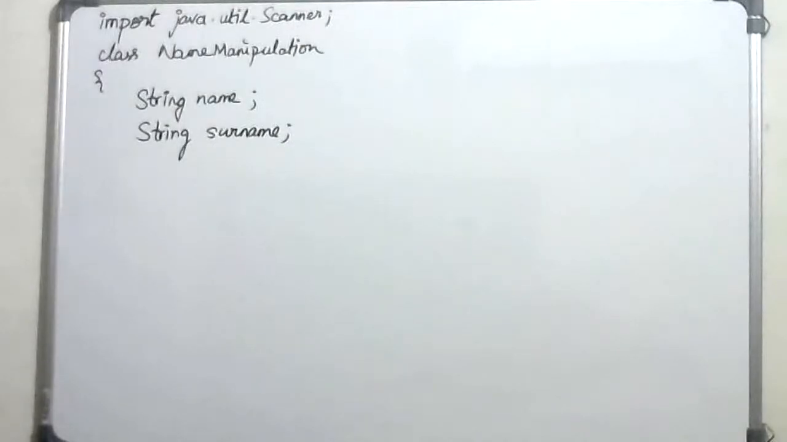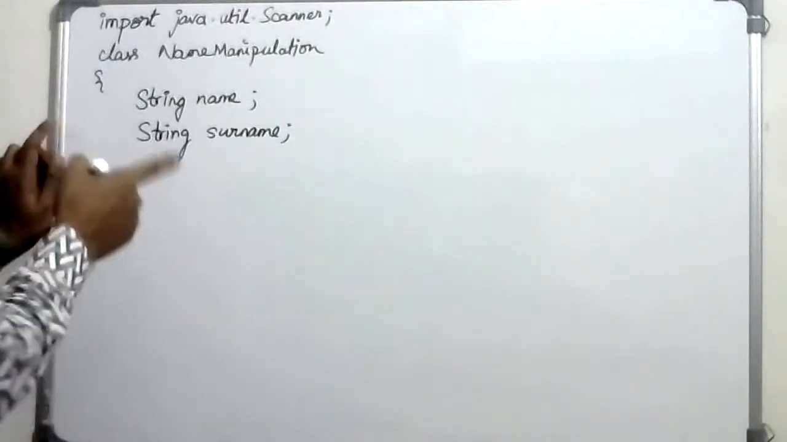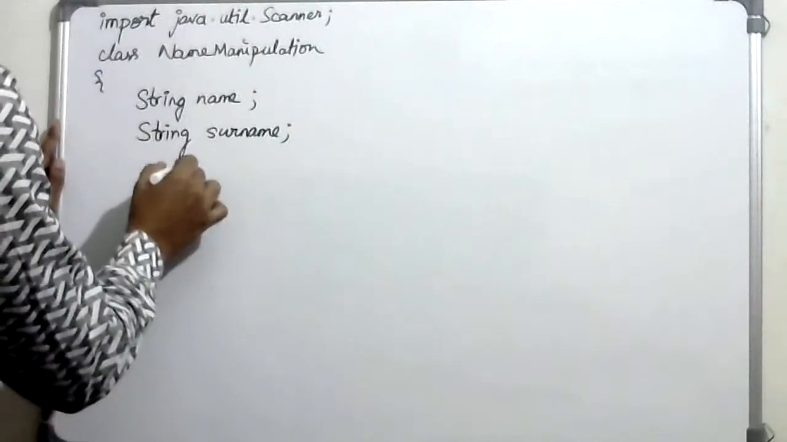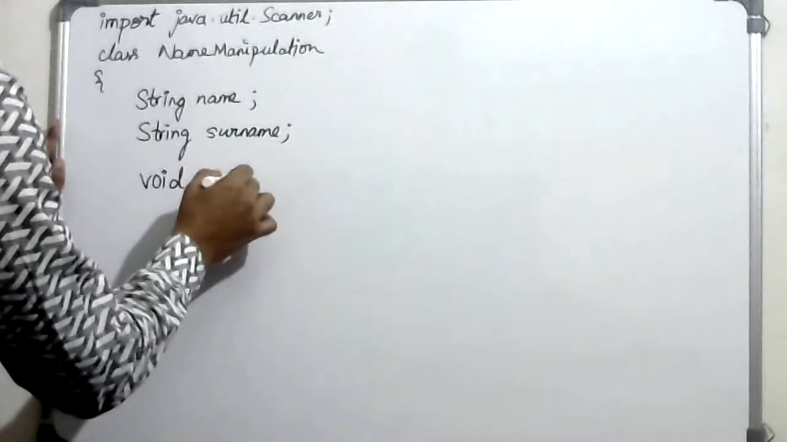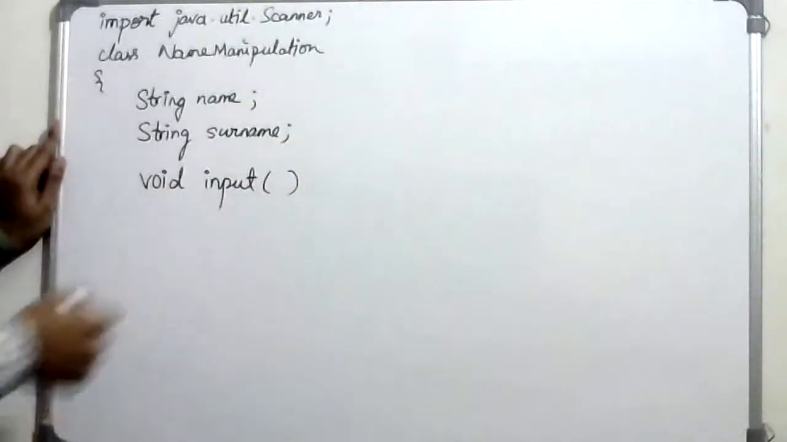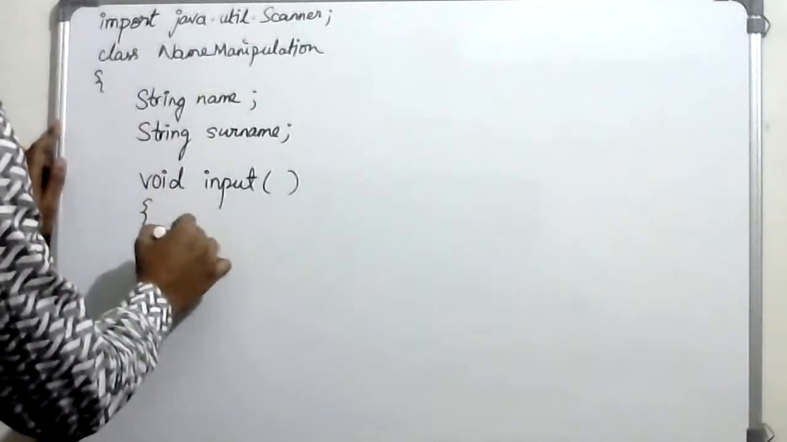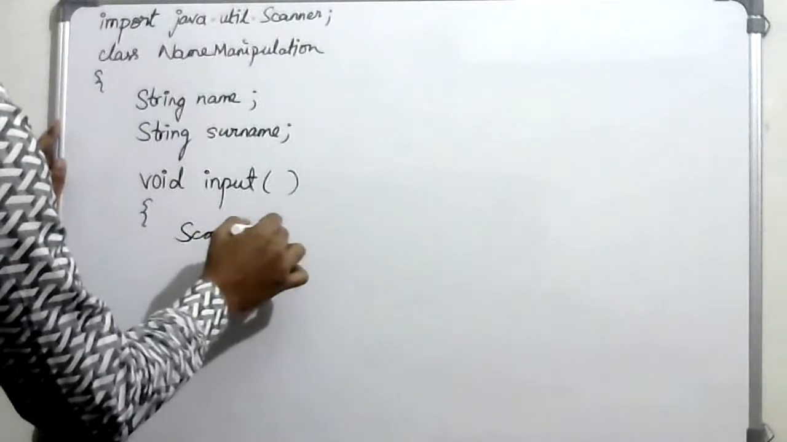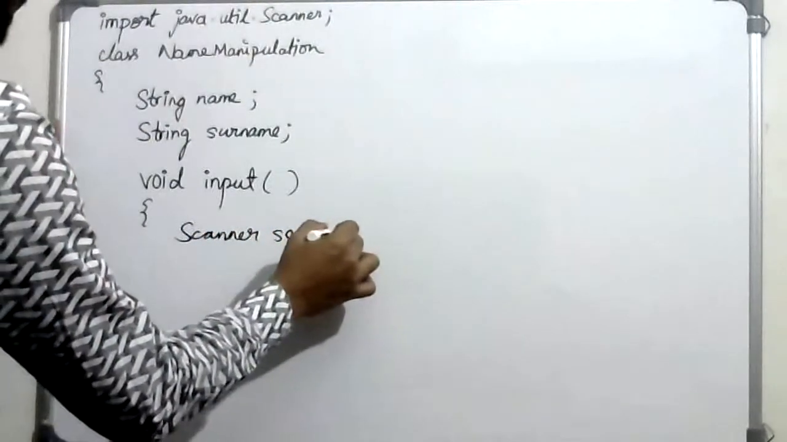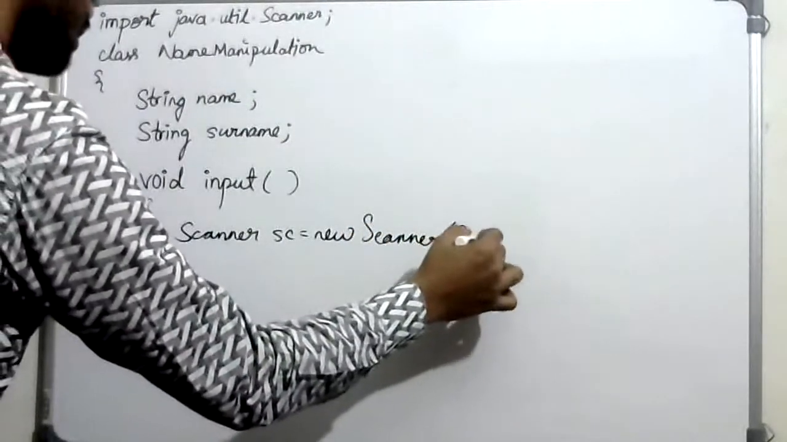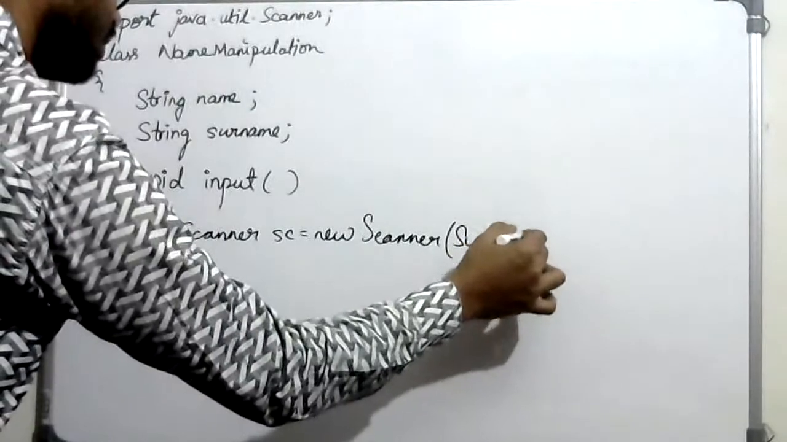Now I'll directly jump to the functions. As usual, I will not be writing a constructor. I will be using the default constructor. So the first function that I'm going to write is the input function to take input. So I'm separating the input part from the rest of the program. So void input, inside I'll have the scanner object, Scanner sc is equal to new Scanner(System.in).